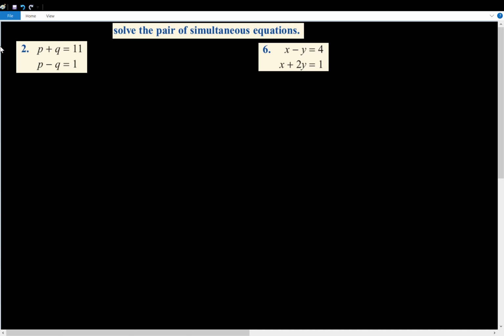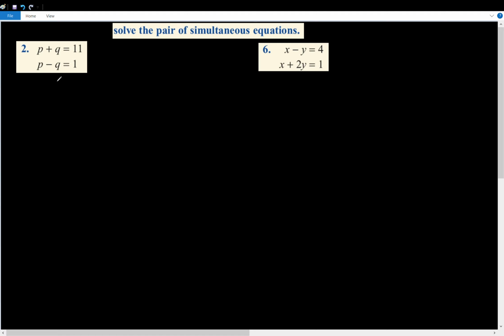This is questions 2 and 6 in exercise 4.2 in Project Maths 2. We've just solved a pair of simultaneous equations in each of these questions. When we've got simultaneous equations, we're going to have two equations, and each of them are going to have two variables in them. It'll be the same variables in each of the equations.